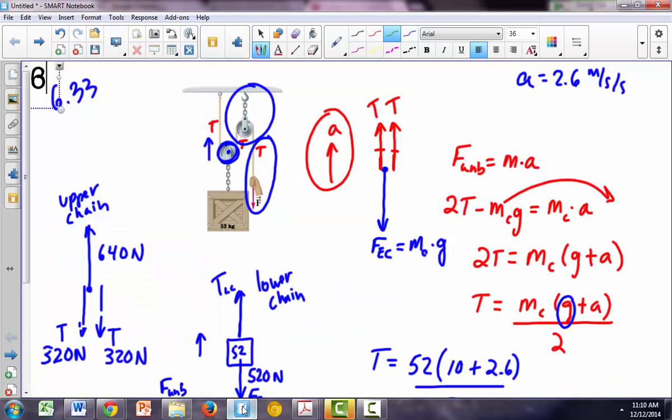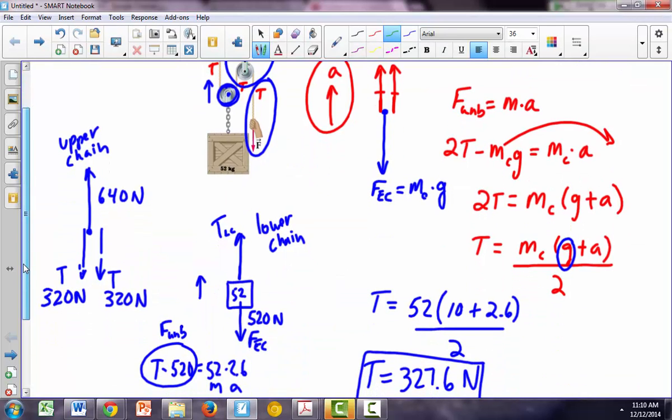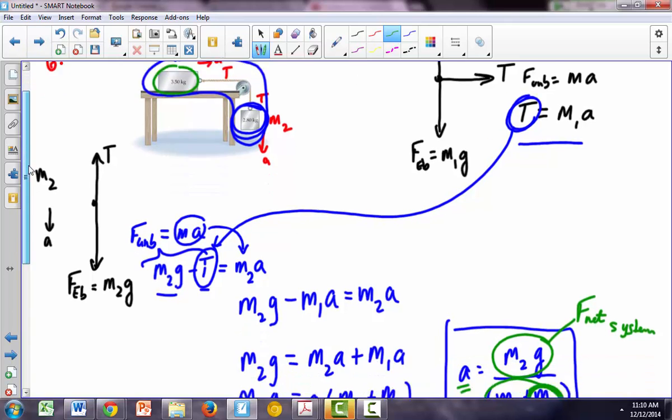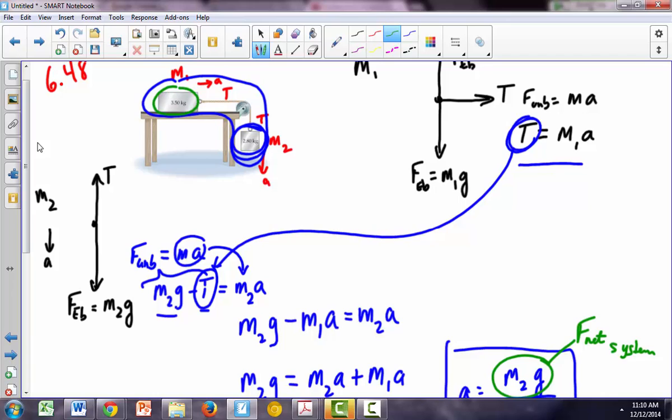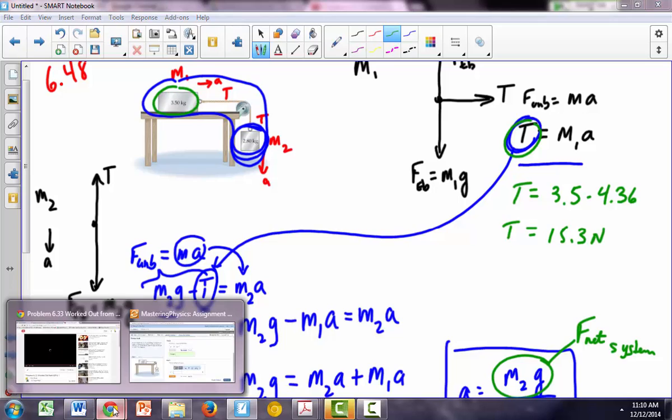Tension in the string is pretty easy now that you've got that. All you have to do to find the tension in the string is come back to, sorry about that, come back to either one of your formulas. Probably this is the easiest one. Substitute in mass 1, which was 3.5 times my acceleration of 4.36, and we'll get the tension in the rope. 15.3 newtons. Let's see how that works.